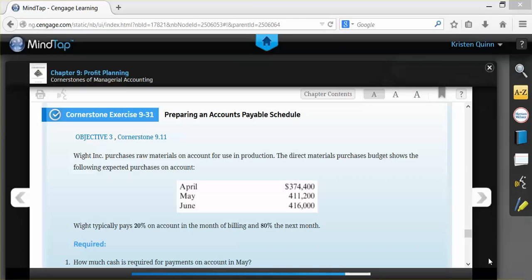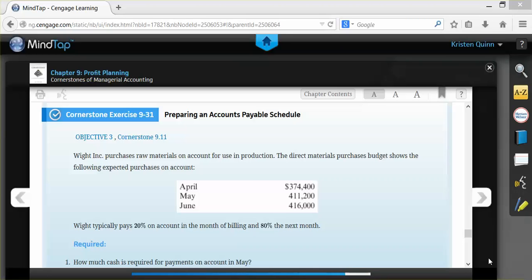In this example, we'll be using Cornerstone Exercise 931 that can be found in your textbook on page 415. We will be preparing an accounts payable schedule. Our company purchases raw materials on account, and they've given us the information for how much we've purchased on account for April, May, and June.